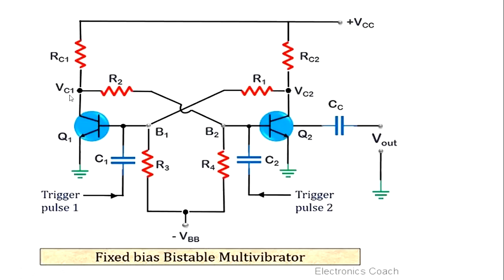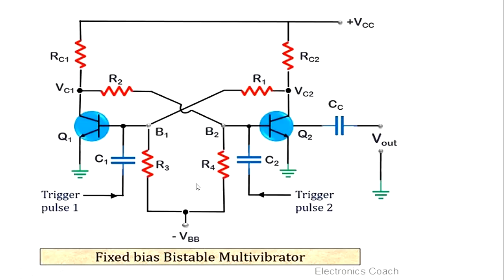As you can see, the output of the Q1 transistor is coupled to the input base of the Q2 transistor through the resistance R2, and the output of the Q2 transistor is coupled to the input base of the Q1 transistor through the resistance R1. So R1 and R2 are used as the coupling network instead of capacitances. As you can recall from the monostable or astable multivibrators, there the coupling is done with a capacitor, but in this case we do not use a capacitor; we use only resistances R1 and R2 for the coupling network.